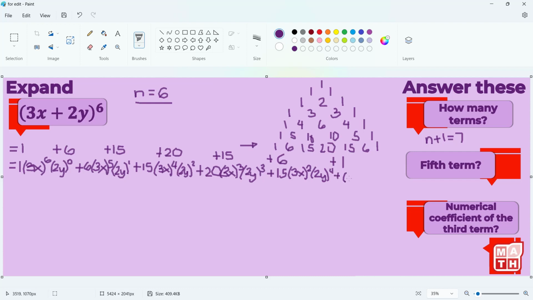Same as here. You have 6, your 3x will have 1, while your 2y will have 5. And finally, I don't know if I still have space here, but let me just continue. 1, your 3x becomes 0, while your 2y becomes 6. So I still have space here for the answer later. This is why I don't need to show each pair like in the previous videos, because this is very long. So this is 1, this is also 1.